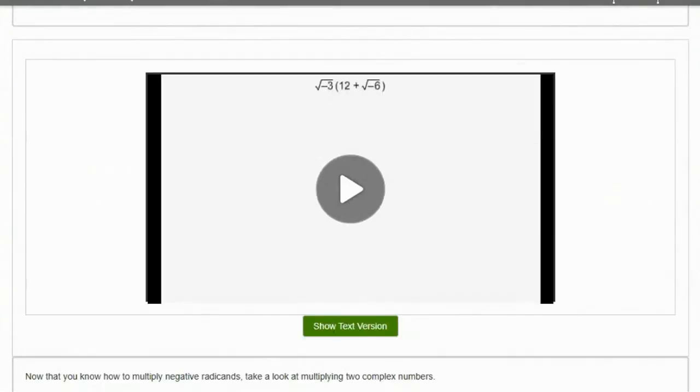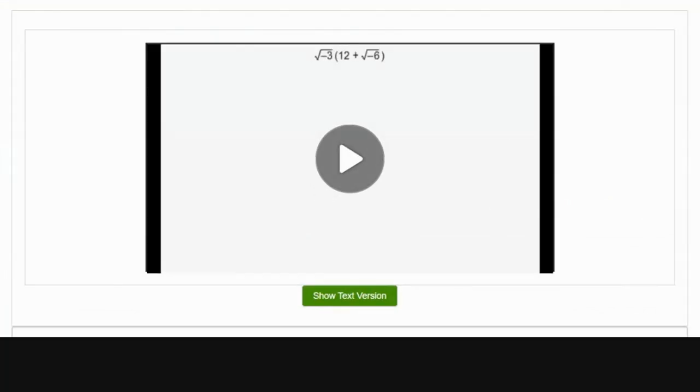Now we're going to take it to another level. Oh, is that scary a little bit? Maybe. Let's see. The square root of negative 3 times, and then we have parentheses, 12 plus the square root of negative 6. So we got a couple of i terms in there, and we have a real term, and we have distribution with parentheses. There's a lot going on.